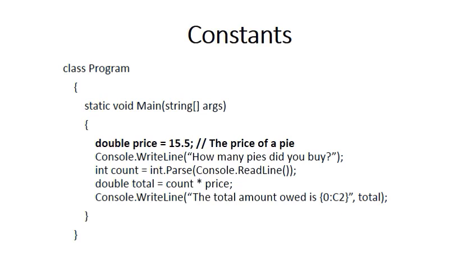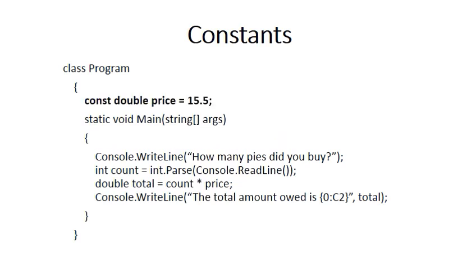I know every time it will be 15 Rand 50, and all I need to find out from the user is how many pies he bought. And then I calculate and I print the total amount owed. But the important thing to note is that the price will be 15 Rand 50 every time the program runs.